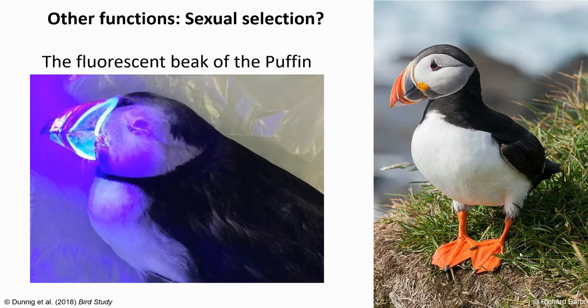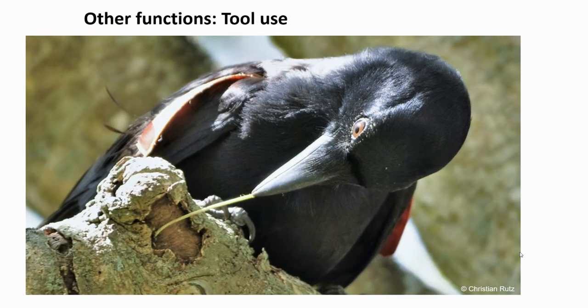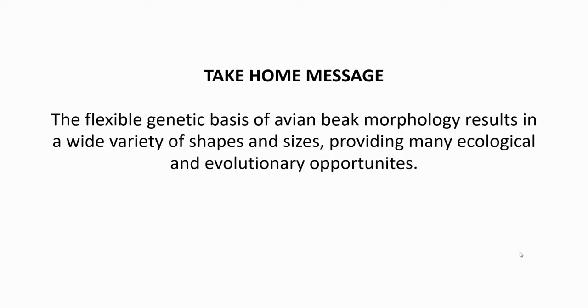Now, beaks can also be used for non-vocal communication. The beak of the puffin, for example, reflects UV light. We as humans cannot see this, but the birds can. And perhaps they use this to attract females. Now, the exact function is still a matter of debate. And finally, birds can use their beaks to manipulate tools. Here you see a New Caledonian crow that is using a stick to extract food from a hole. Very ingenious. So this short overview of beak morphology only scratches the surface.